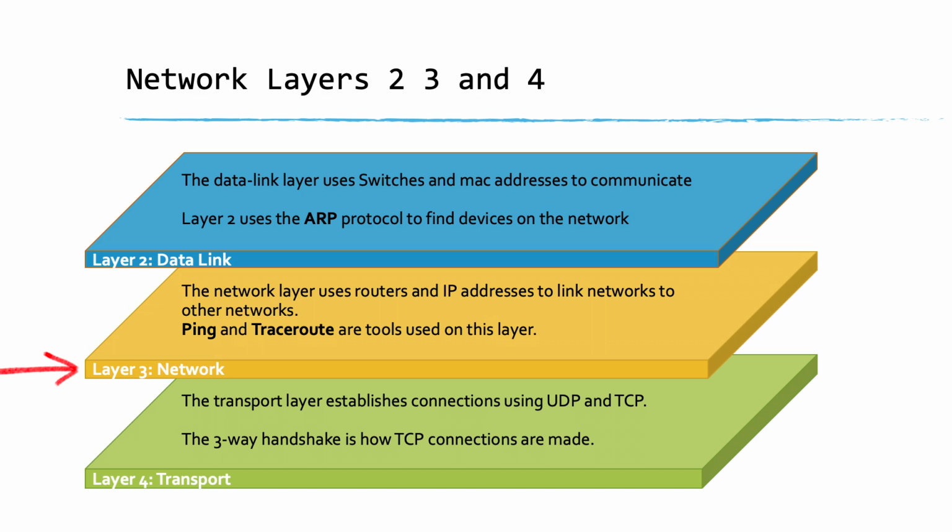And then layer 3 is the network layer. This is going to be using things like IP addresses and using routers to route traffic to different networks. And then within the network layer, we'll be going over two different tools called ping and traceroute. And then layer 4 is the transport layer. This is how different connections are established. One of the ways that data is transmitted is with the three-way handshake, and we'll go over that.